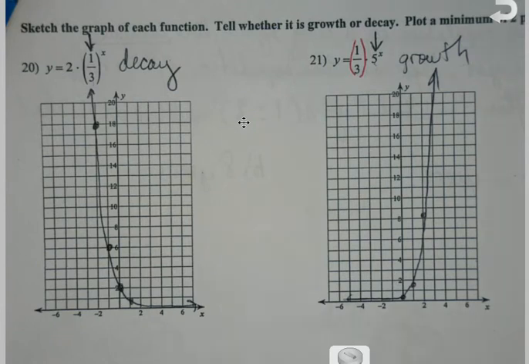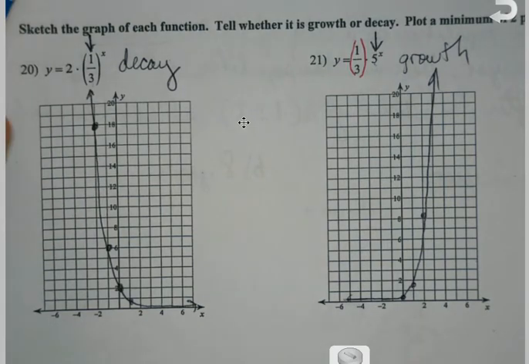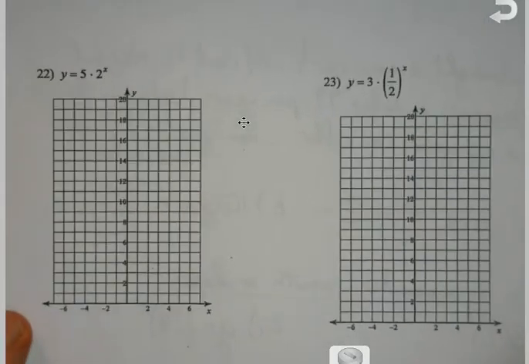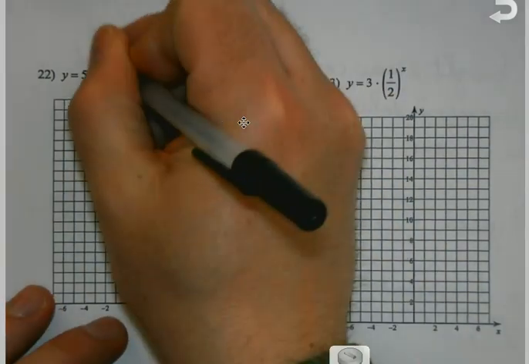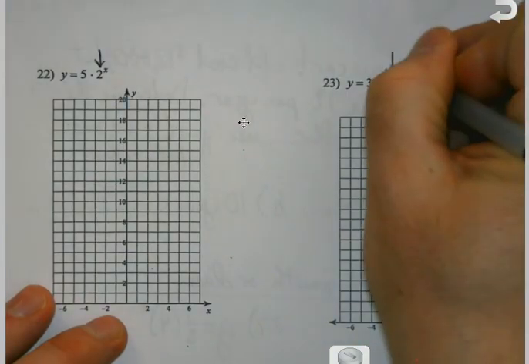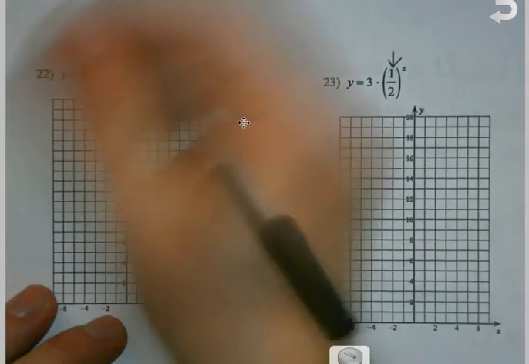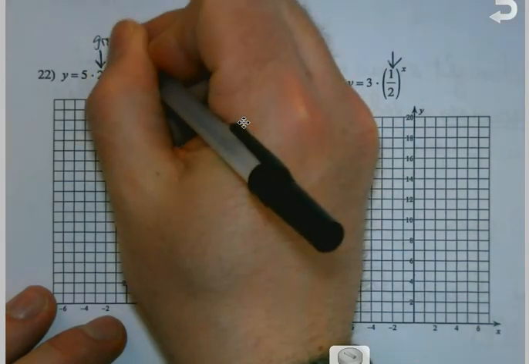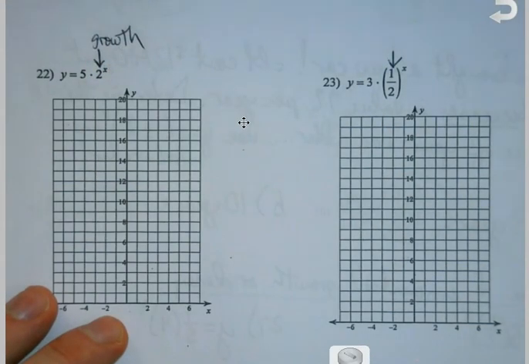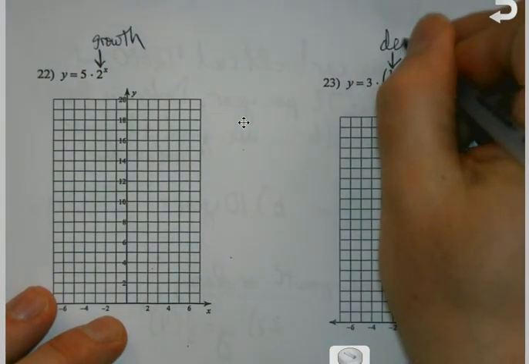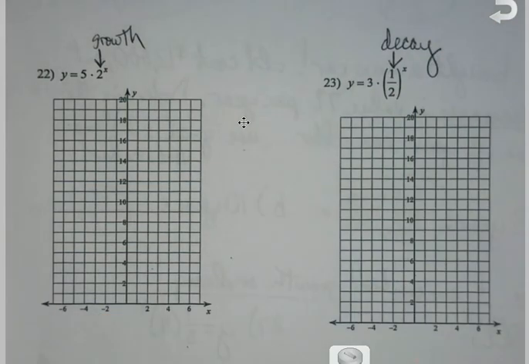So these should be probably the easiest problems you have on the unit test itself, because the calculator, as long as you're messing with it in a decent way, should make this pretty easy. So again, just reminders, it's that value in front of x. Greater than 1, we're looking at growth. Between 0 and 1, we're looking at decay.